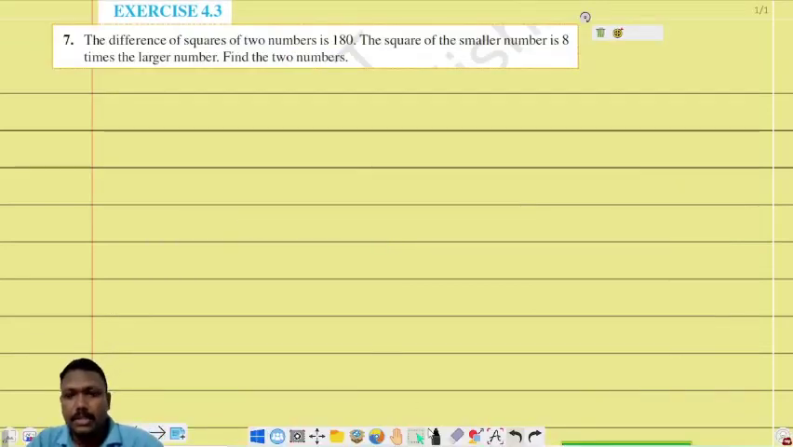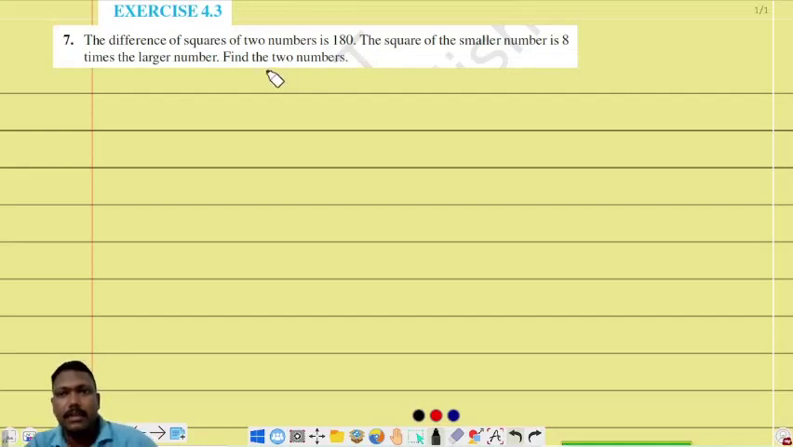Now question number 7. What is question number 7? The difference of squares of two numbers is 180. The square of the smaller number is 8 times the larger number. See, the difference of the squares of two numbers is 180, and the square of the smaller number is 8 times the larger number. So, the square of the smaller number is 8 times the larger number.